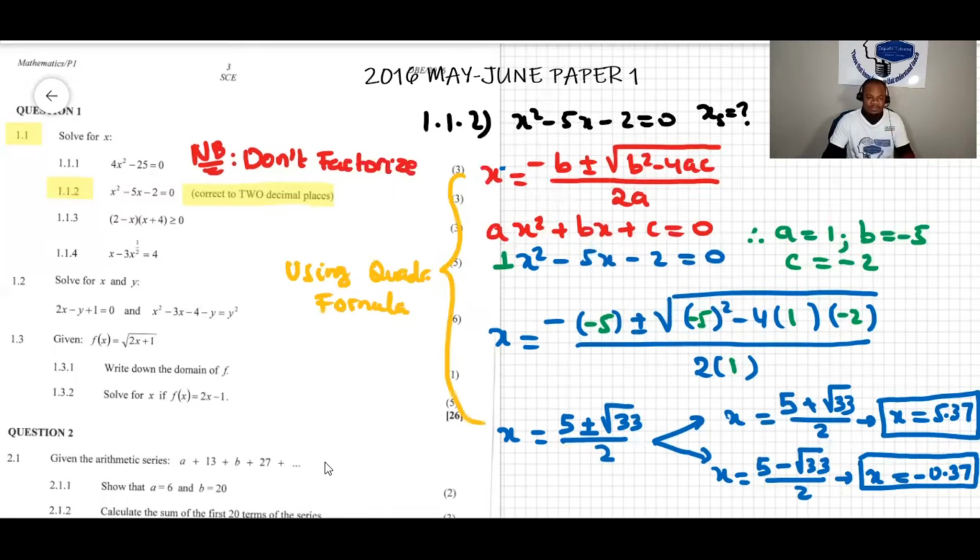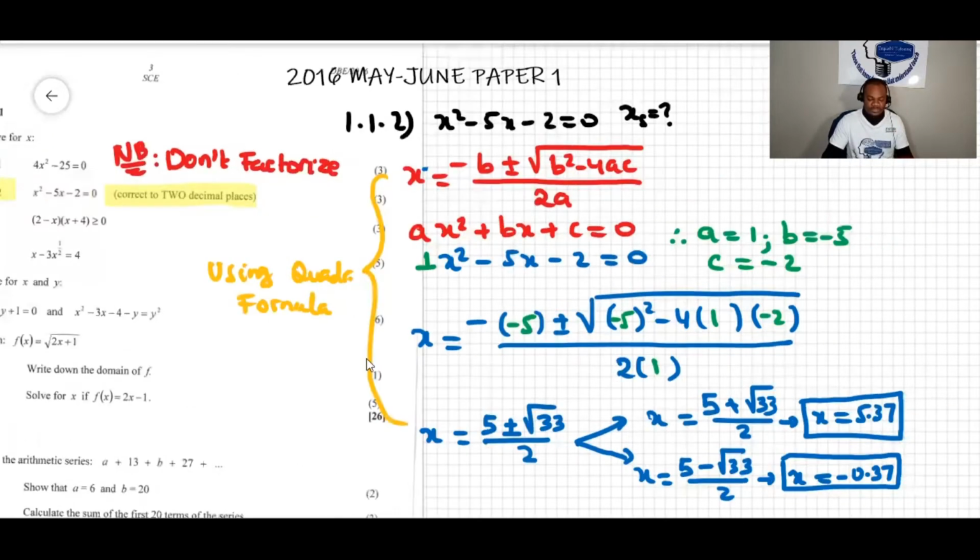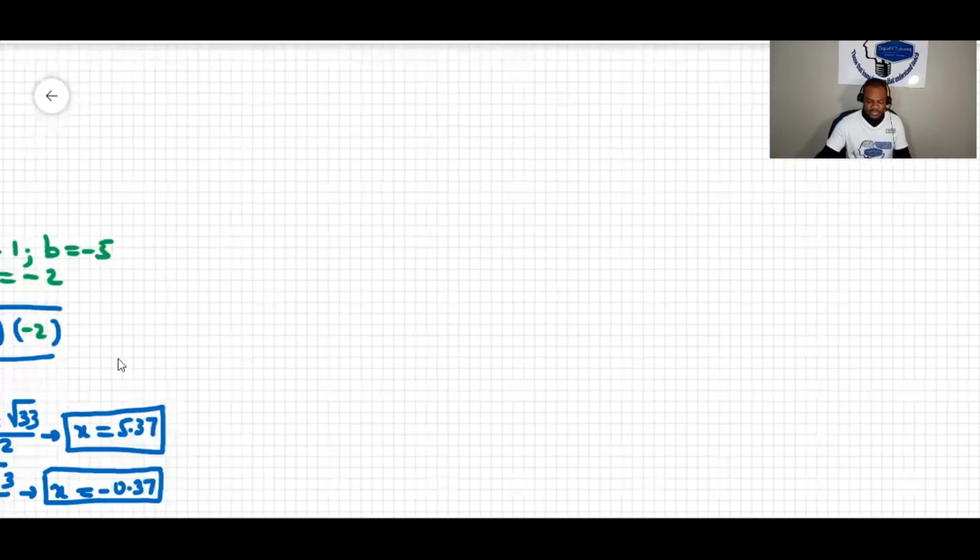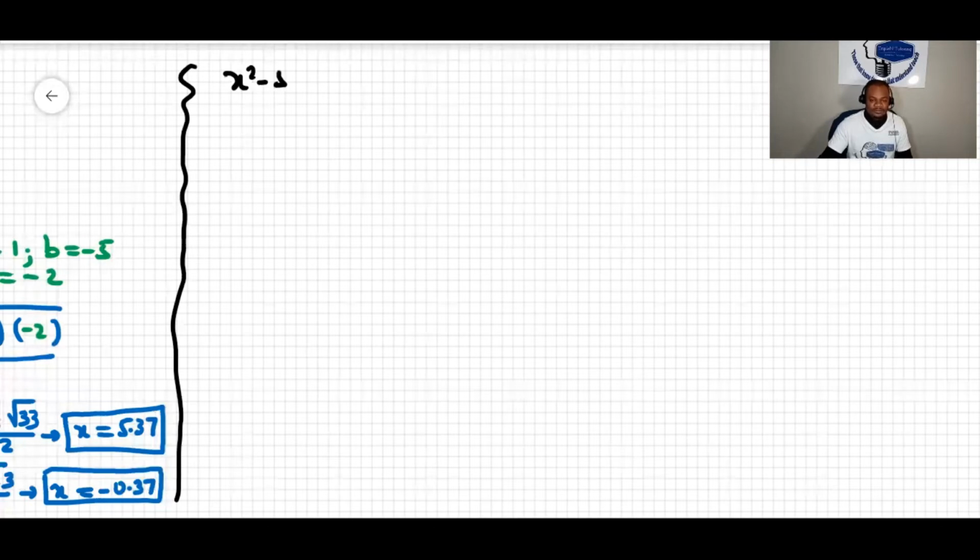Now we can solve the same problem by completing the square. Okay, I'm going to move the table over here. We had x squared minus 5x minus 2 equal to 0. So now by completing the square, it is completing the square right here.